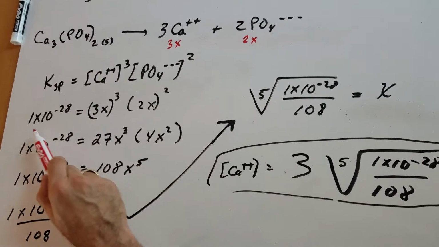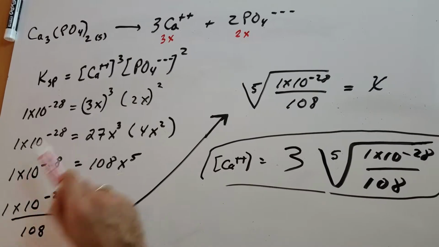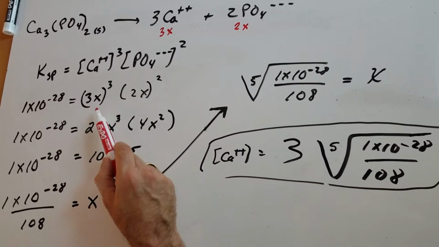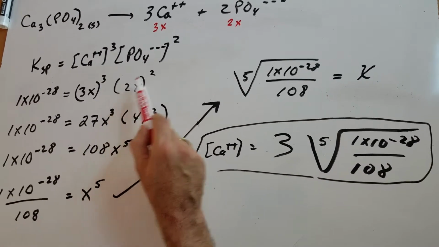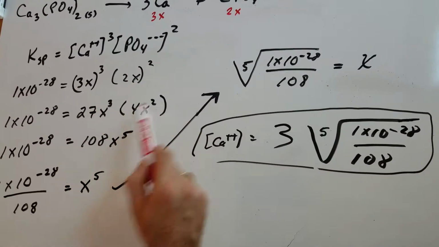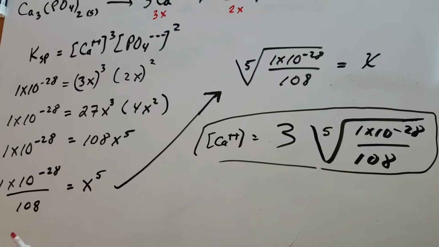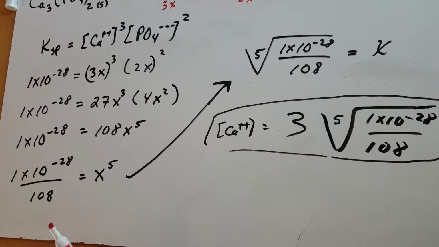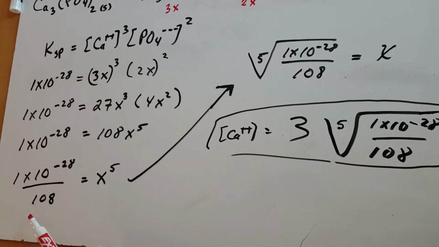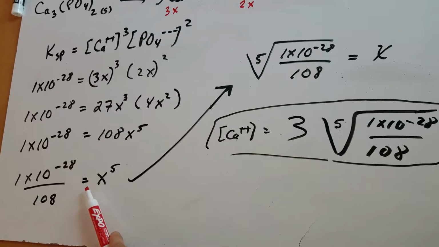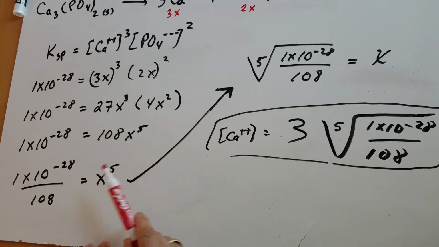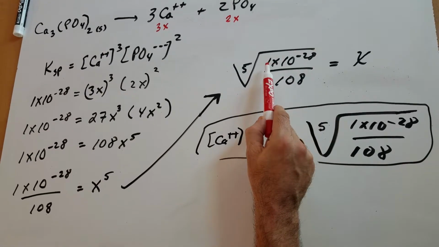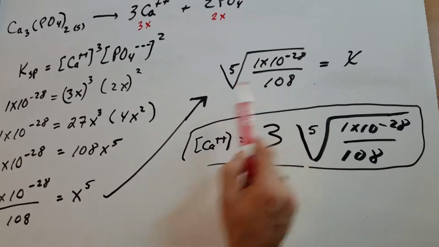Putting it all together, we keep the 1 to the minus 28 on the left. 3 cubed is 3 times 3, which is 9, times 3 gives me 27x to the third. 2x squared becomes 4x squared. Putting it together gives me 108, adding the exponent, x to the fifth. Dividing it out, you get 1 to the negative 28th divided by 108 equals x to the fifth, or solving, x is equal to the fifth root of 1 to the minus 28 over 108.